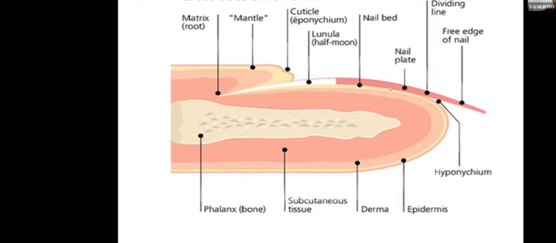What we have to know is the nail plate. Nail plate is the visible part of the nail. The lunula is the moon-shaped white, half-moon-shaped thing at the base of the nail. The matrix is one which is not seen, which is the live portion, and it is the part which produces the nail. If something happens to the matrix, the nail will get damaged, it will not get produced or will become abnormal.